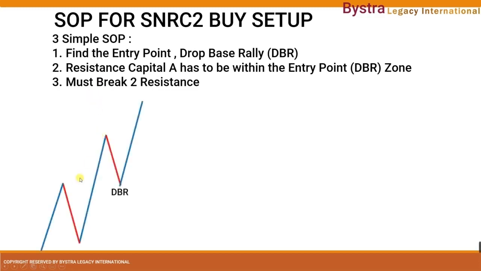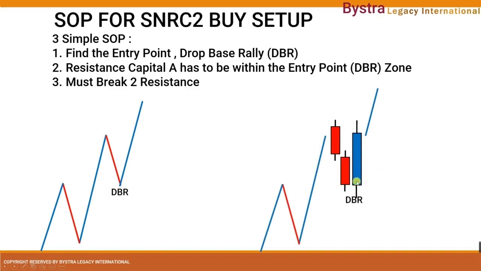Now let me explain here. This setup is a buy setup. As you can see, this will be our capital A, drop base rally. If you look at the candlestick, it will look something similar like this. For this example, I'm going to use the bullish engulfing as our drop base rally. It doesn't have to be a bullish engulfing. It could be a different candlestick as well. The most important part is that we identify it is a drop base rally, and it is aligned together with the capital A. So what we should do is mark a horizontal line at the capital A. Very important: the capital A in this case is the resistance.